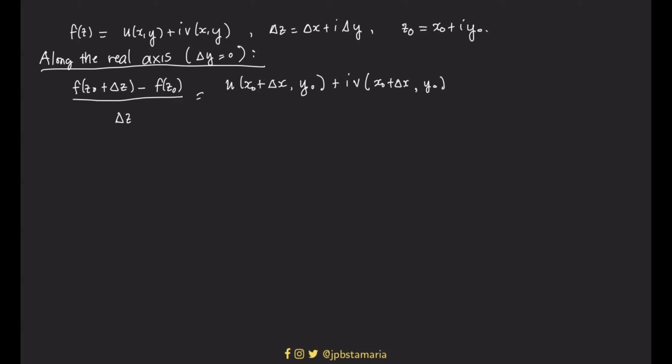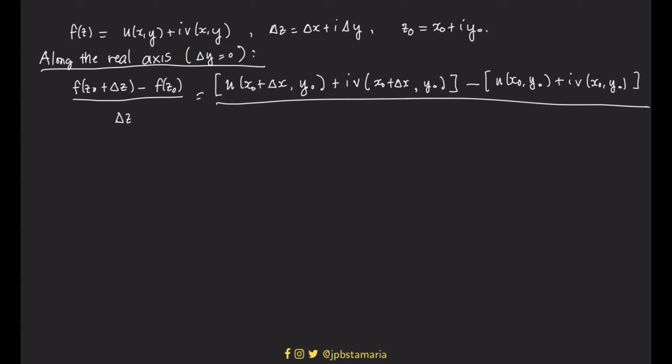Okay? Yan yung f of z naught plus delta z. Isusubtract ko ngayon yung f of z naught, it is going to be u of x naught y naught plus I v of x naught y naught. All of this divided by delta x. Supposedly, meron pa akong I delta y. But then again, I will just erase this because that is just 0. Kaya yung denominator ko, delta x na lang. Nakuha nyo? And then, anong gagawin natin next?